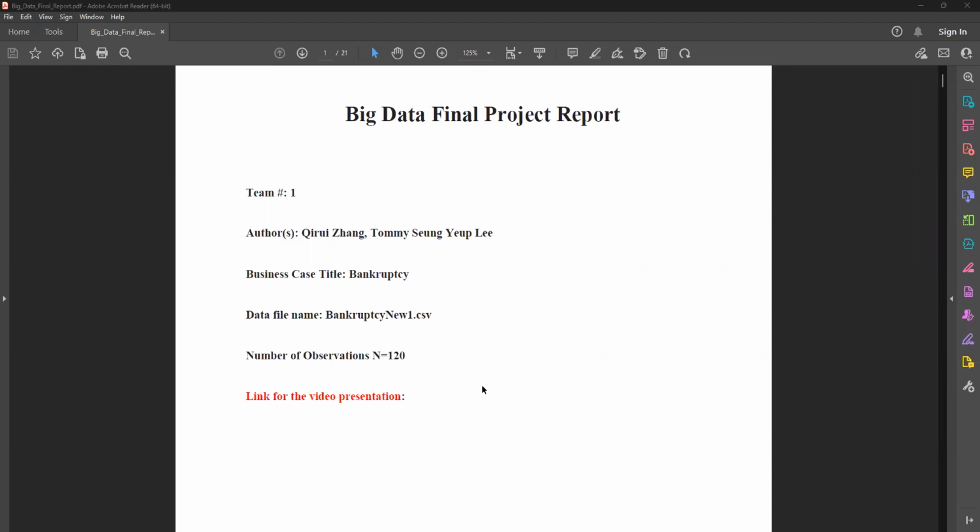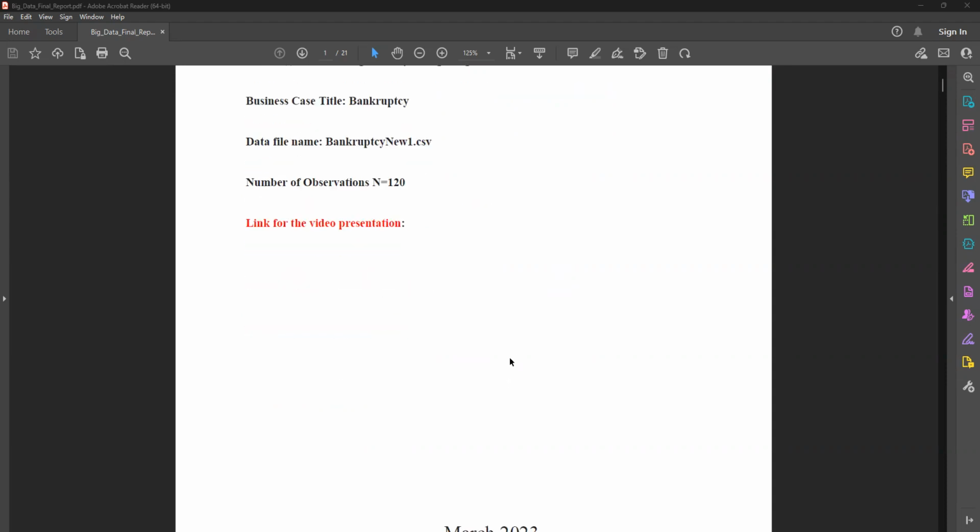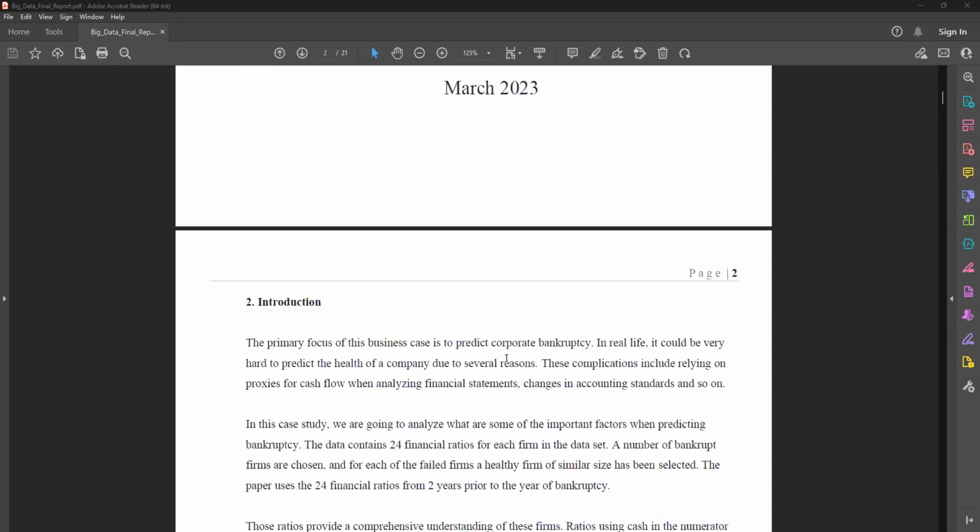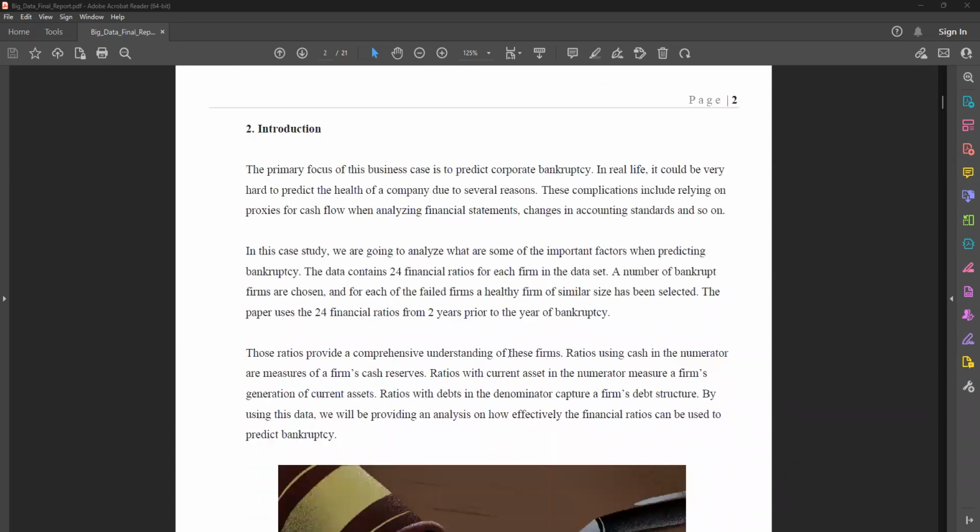And we're working with a total number of 120 observations for this particular project. So, just a brief introduction before we begin. The primary focus of this business case is to predict corporate bankruptcy. And in this case study, we're going to analyze some of the important factors that are being used to predict bankruptcy. And our data contains a total of 24 financial ratios for each firm in the data set.